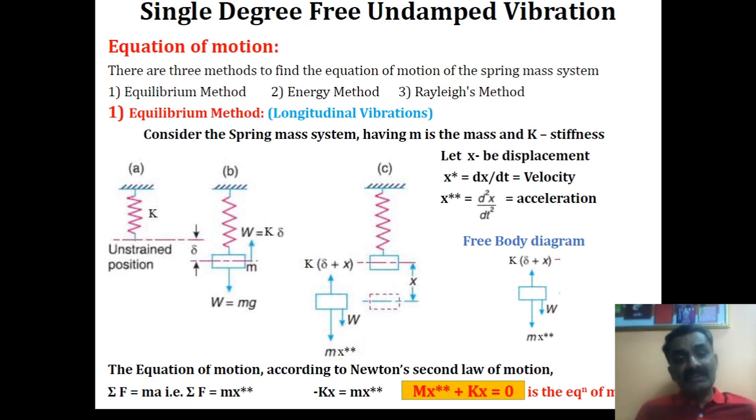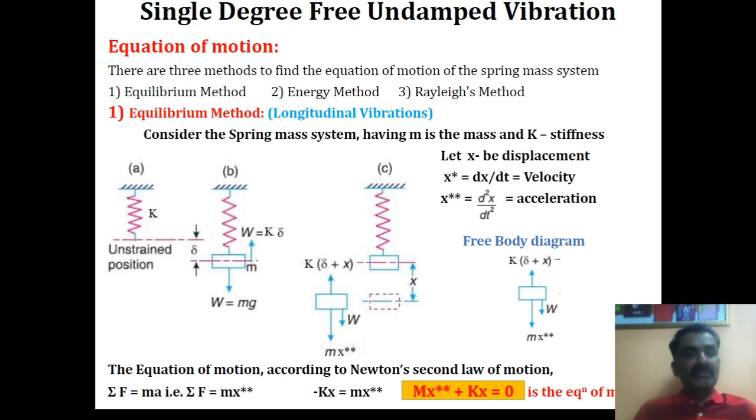Starting with the single degree free undamped vibration. This is our first case, where we are going to find the equation of motion as well as the natural frequency of the given system. In our study, we are only focusing on single degree linear systems. The first case is free undamped vibration, so no damping is provided, the whole system is undamped. How to calculate the equation of motion of the given system? There are three methods. One is called the equilibrium method, second is the energy method, and third is Rayleigh's method.